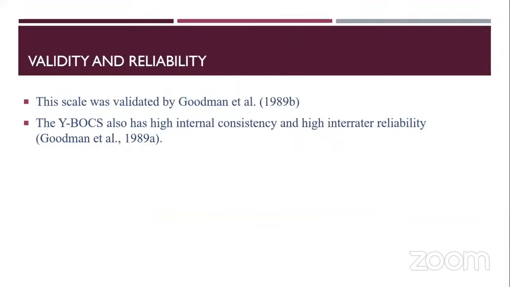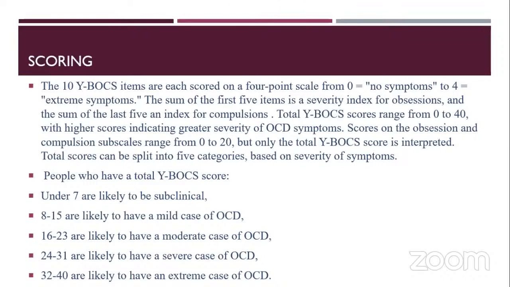About the validity and reliability, the scale was validated by Goodman et al. Y-BOCS also has high internal consistency and inter-rater reliability. About the scoring, it is scored on a 5-point scale from 0 to 4, that is, no symptoms to extreme symptoms. The score ranges from 0 to 40, with high scores indicating greater severity of OCD symptoms. It is classified like this: under 7 are likely to be subclinical, 8 to 15 mild, and 32 to 40 extreme OCD.